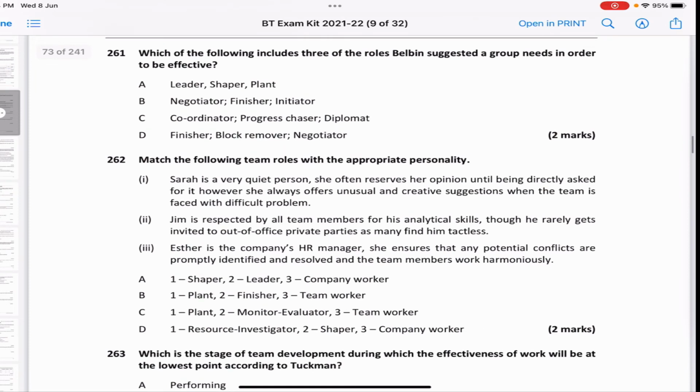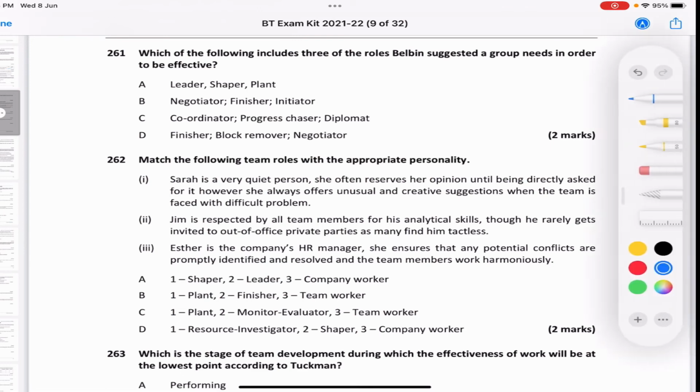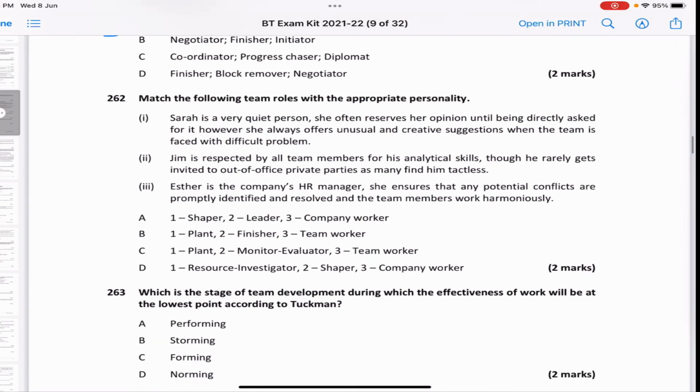Which of the following includes three of the roles Belbin suggested that the groups need? Okay, so if you wanted to talk about what Belbin said, then we would be going with A: leader, shaper, and plant.